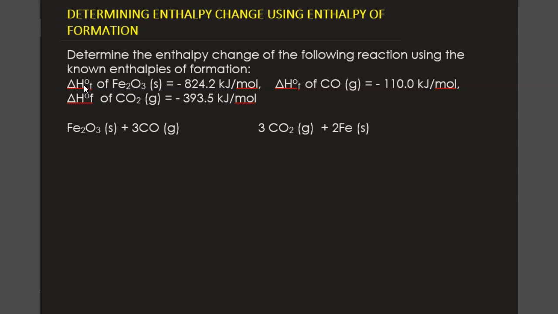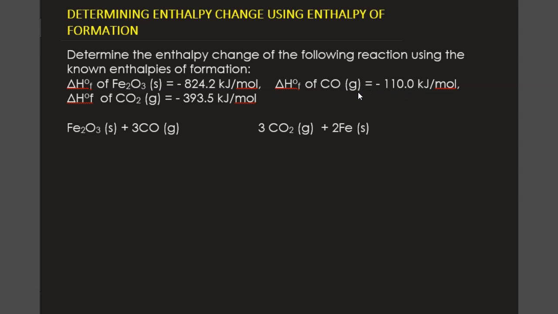So if I say delta H naught F of Fe2O3 solid, that means if I want to form 1 mole of Fe2O3 solid, I need negative 824.2 kilojoules of energy to be lost. Because it's minus, that's why we have to say it's lost. Similarly, enthalpy of formation of gaseous carbon dioxide requires 393.5 kilojoules of energy to be lost. And carbon monoxide formation requires 110 kilojoules of energy to be lost.